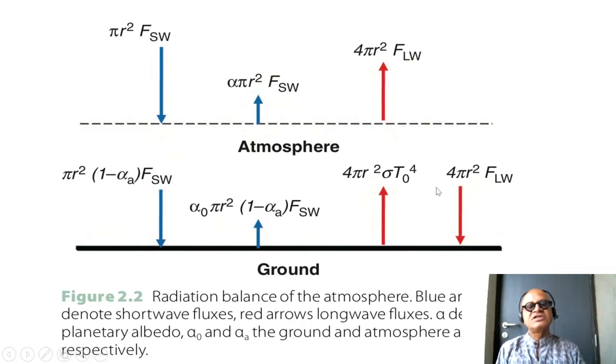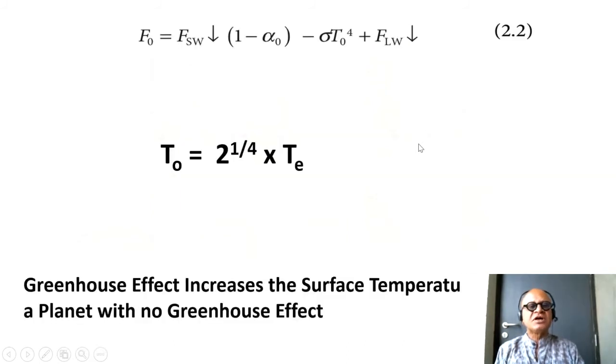Okay, this is the critical step. The surface temperature is going to be warmer because of the greenhouse effect, specifically because of this additional long wave coming in from the greenhouse effect of the atmosphere. That's the only trick. We can solve those equations looking at energy balance.